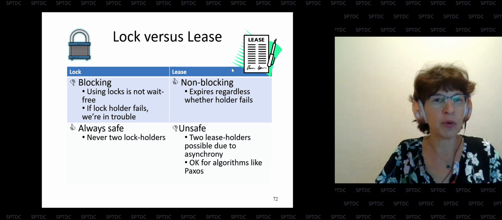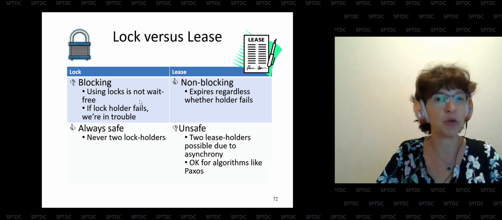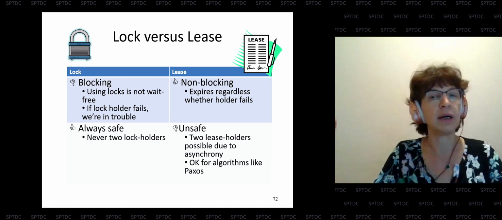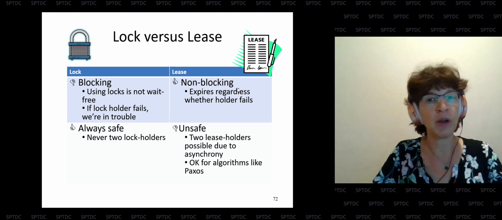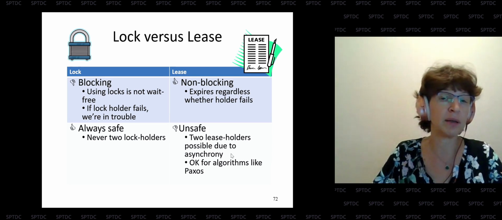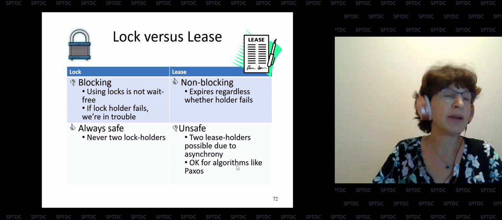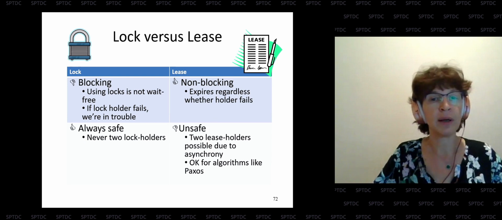So that's a summary of the difference between locking and leasing. If we have a lock, it's blocking. Using it is not wait free. If the lock holder fails, we're in trouble. But it's always safe. We're never going to have two leaders competing, two processes trying to do the same operation. We wouldn't need shared memory Paxos. We'd be fine. But if we want to be non-blocking, we could use a lease. The lease is not safe by itself. It might lead to there being two leaders, but it's fine because we're using Paxos to solve that case. So we're ensuring that even if there are two leaders, we're not going to get into trouble because they solve consensus.